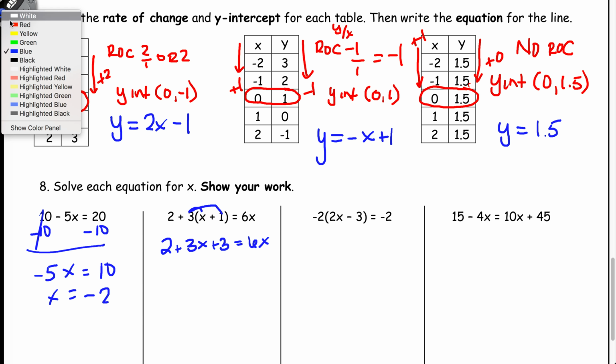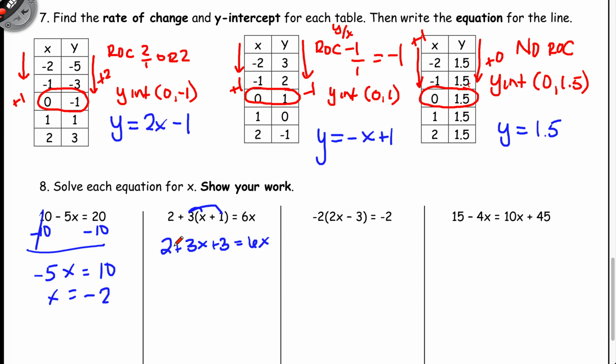Now, before I can move on, I notice on one side of the equal sign, I have friends that are the same. I have numbers without x's. I need to combine those first. So I have 3x, and then 2 plus 3 gives me plus 5. And then I drop down my 6x. Now I can start moving things around.